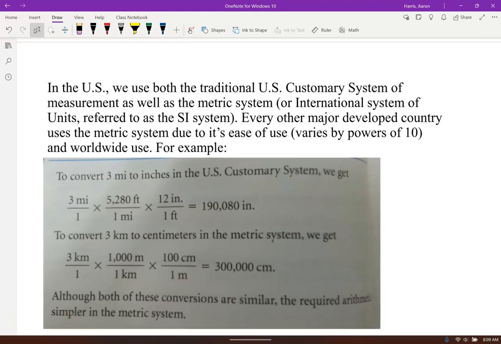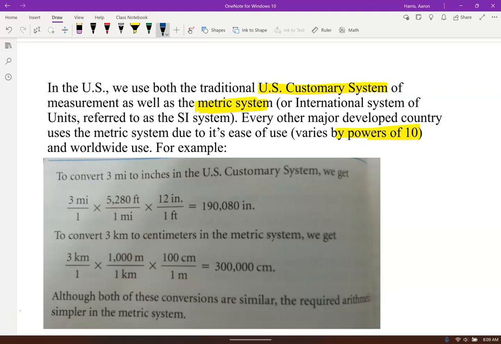In the U.S., I don't know why, but we still use this customary system just out of tradition. The metric system is so much better because it's base 10. We're really one of the only major developed countries that still uses the U.S. customary system. But yeah, having base 10 is pretty nice as far as the math is concerned.